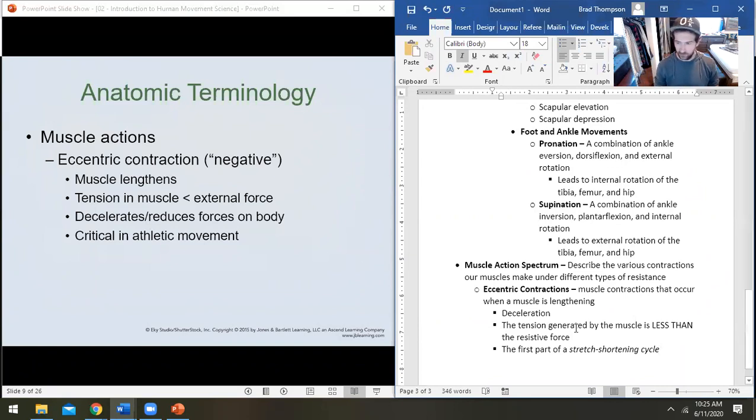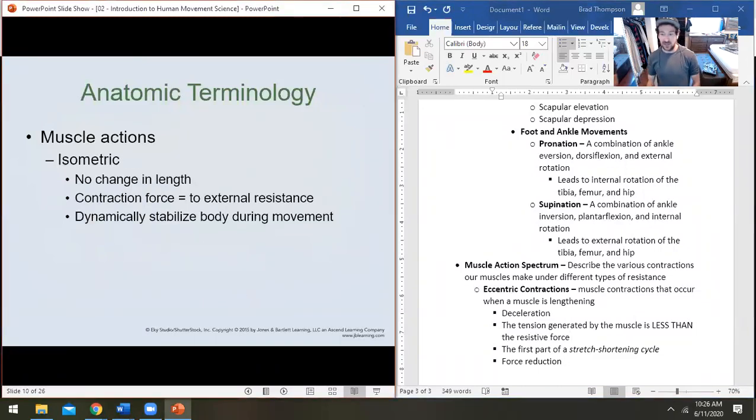So we have force deceleration. We can also think of this as force reduction. There we go. So we got four little terms there to think of eccentric, right? It's lengthening, it's decelerating, the tension is less than the resistive force. It's the first part of a stretch shortening cycle. We consider this force reduction.